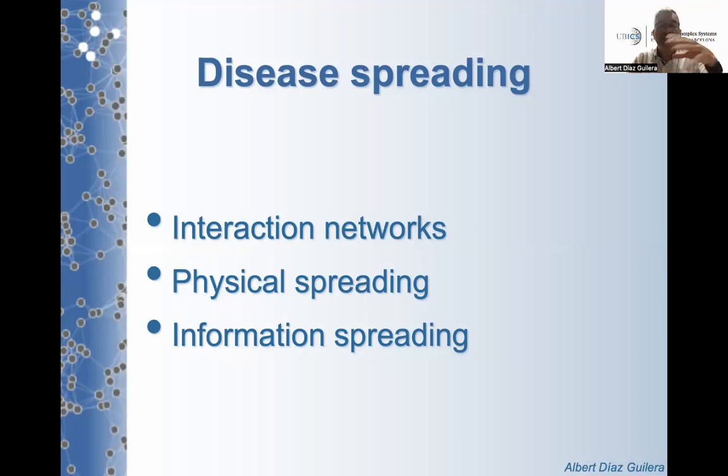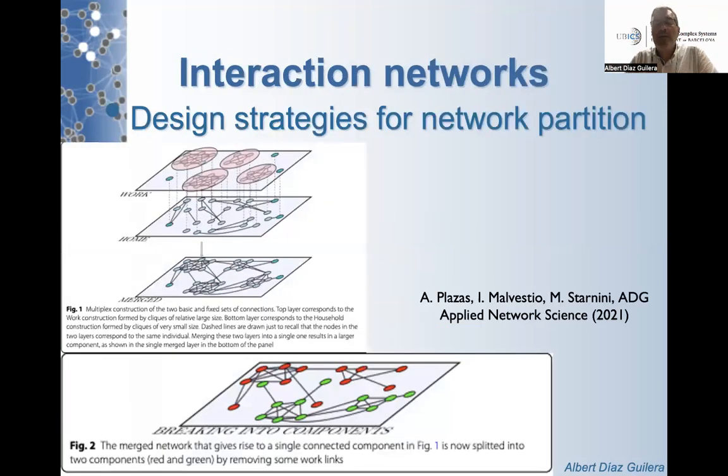Well, you will see here that we can think of different interaction networks, that we can take into account also how the information is spread, how the virus can be spread. And then here I will show you just a couple of works. There are many works that take this into account. This is one contribution that we did last year, in which what we wanted was to design strategies for a useful network partition. Of course, the best strategy is the lockdown, stay home, and then don't interact with anybody else.